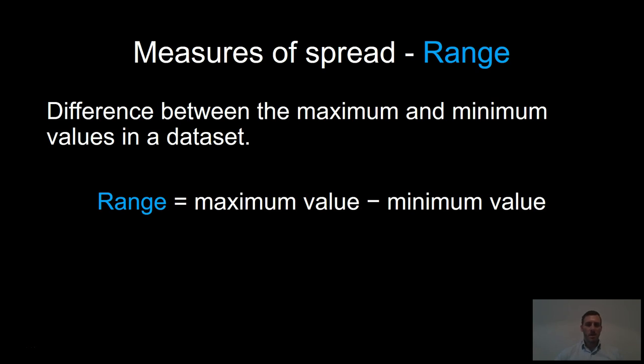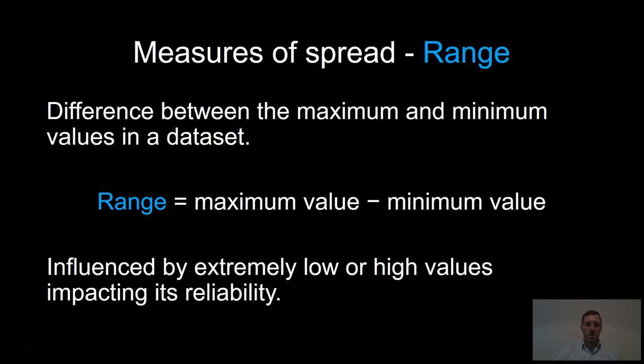The range is easiest to find if you have ordered your data set, as you can easily identify the minimum and maximum values. If you've identified the median in measures of centre, you should have already done this. The range is not considered a particularly reliable measure because it only uses 2 data values. It may be influenced by data values that are extremely low or extremely high, known as outliers.